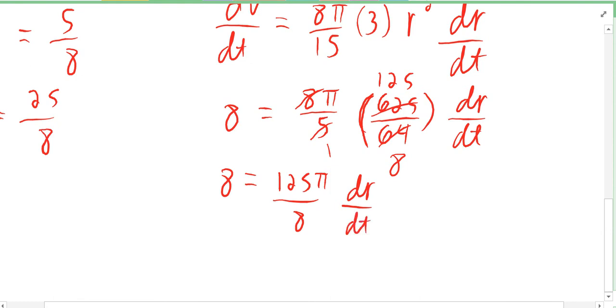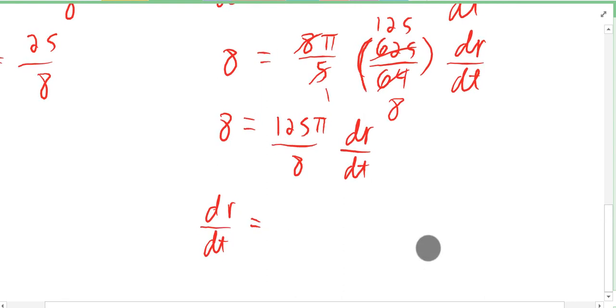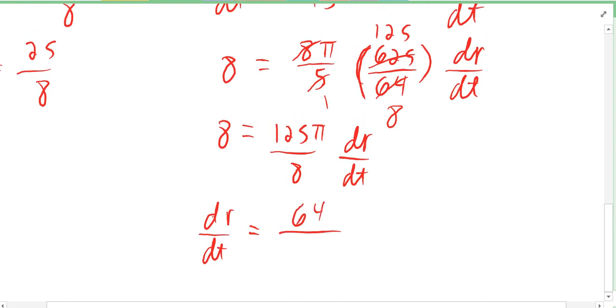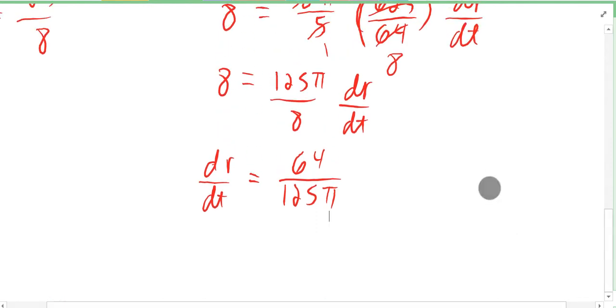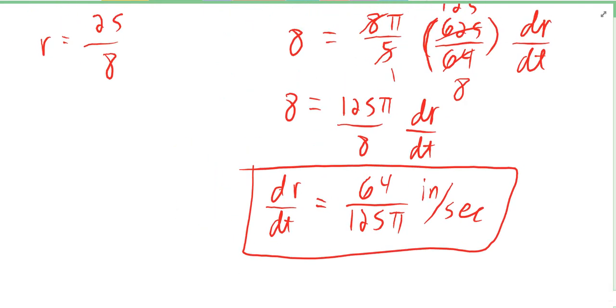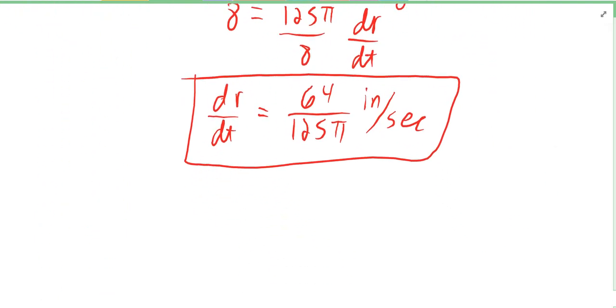Is that okay? Yeah. And then we'll solve for dr/dt. We're just going to multiply by 8 and divide by 125 pi. So dr/dt is 64 over 125 pi, and that's going to be in, what are our units? Inches per second. We used the fact that the radius and the height had to make a proportion right there. And we knew the height was 5. Cool? So our final answer is 64 over 125 pi inches per second.